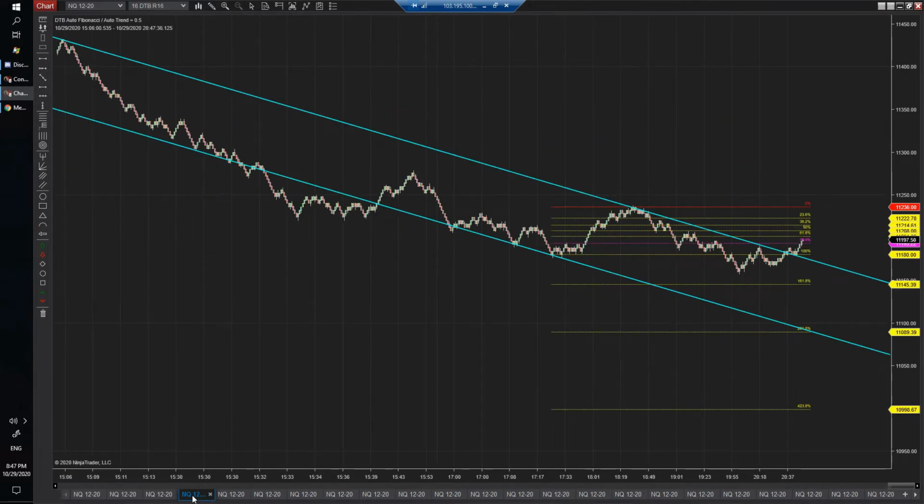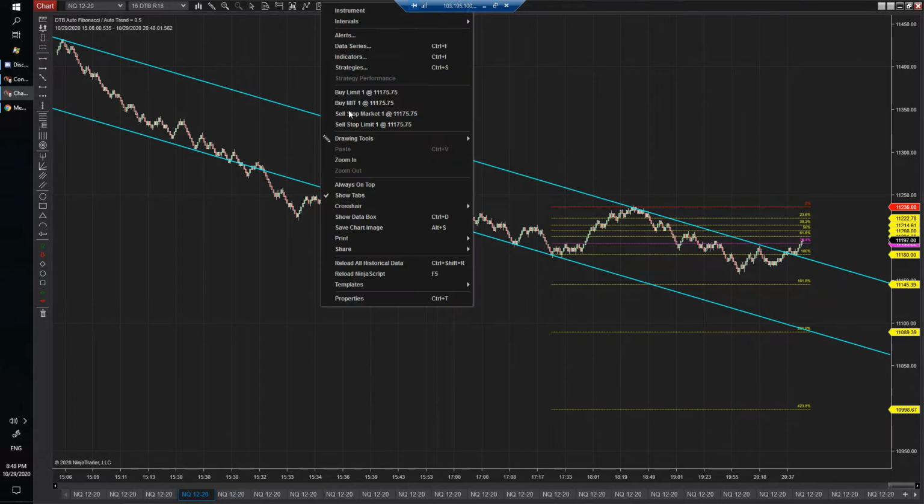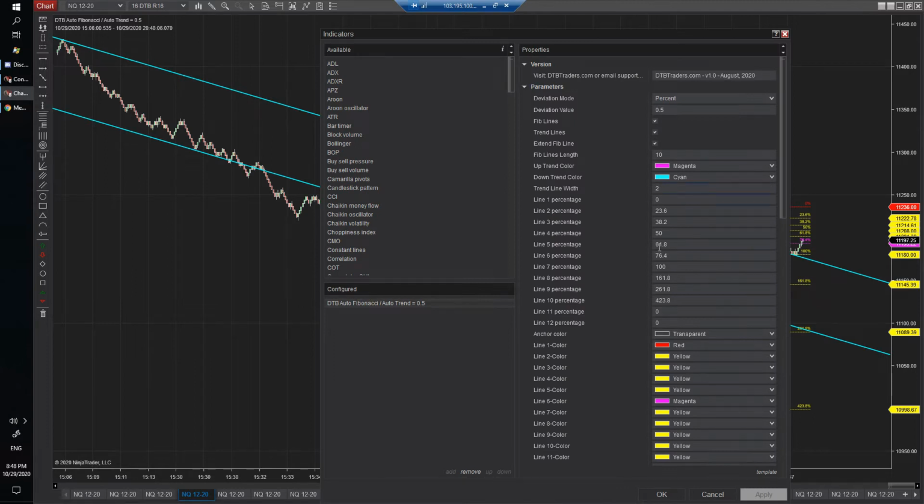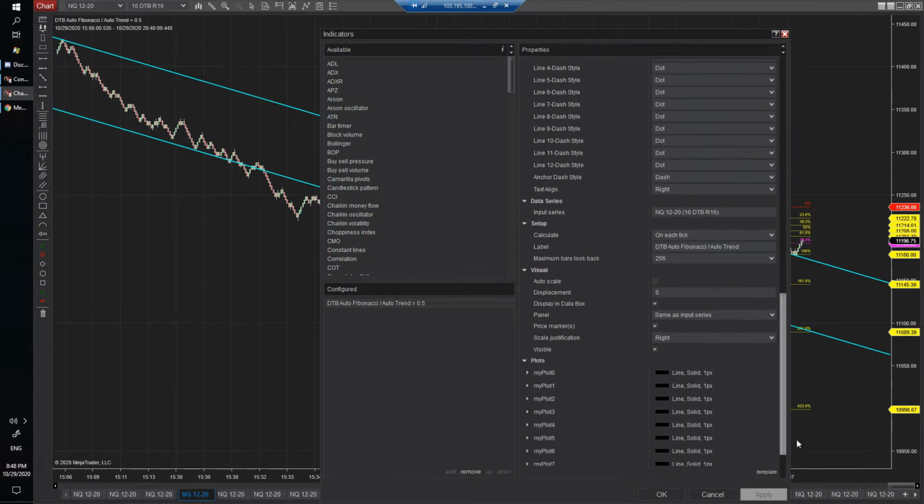Our next indicator is the Auto Fibonacci Auto Trend. So this is going to basically draw trend lines, and it's going to draw Fibonacci levels between those trends, and it's going to plot those levels, and they could be very useful when identifying where price is in that trend. The indicator can also be modified to different levels, and there's quite a few settings that could be set in there as well.